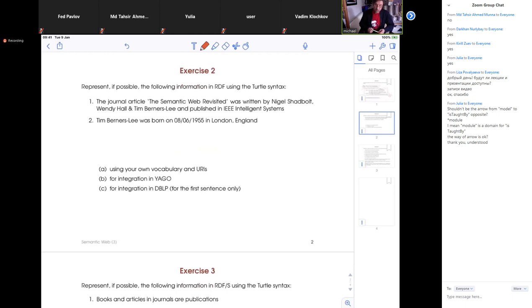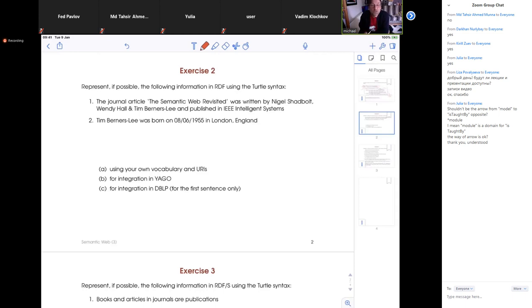Represent, if possible, because not all information can be represented in RDF. For example, negative information cannot be represented. Yeah, something is not a, I don't know, Homo sapiens, cannot be represented. Okay, represent, if possible, the following information in RDF using the Turtle syntax. And here I have 2 sentences.